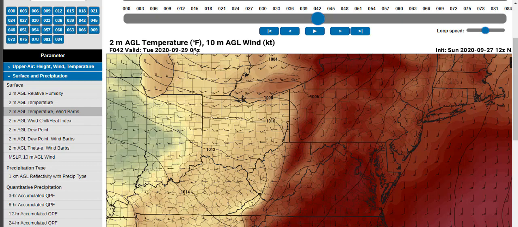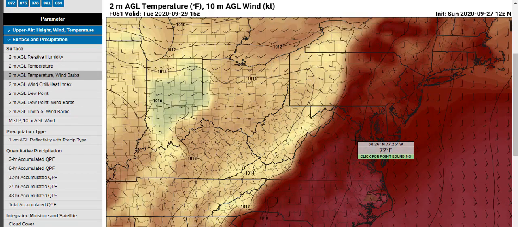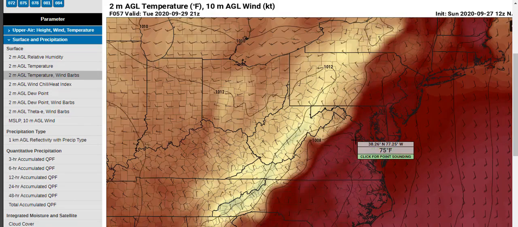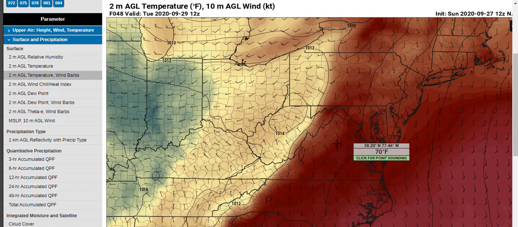So that would be 2 a.m. on Tuesday. So I'm going to watch my wind barbs here. And see how my wind barbs still kind of remain out of the south throughout much of the day on Tuesday. And then what happens, right? You see that my wind barbs, they change.